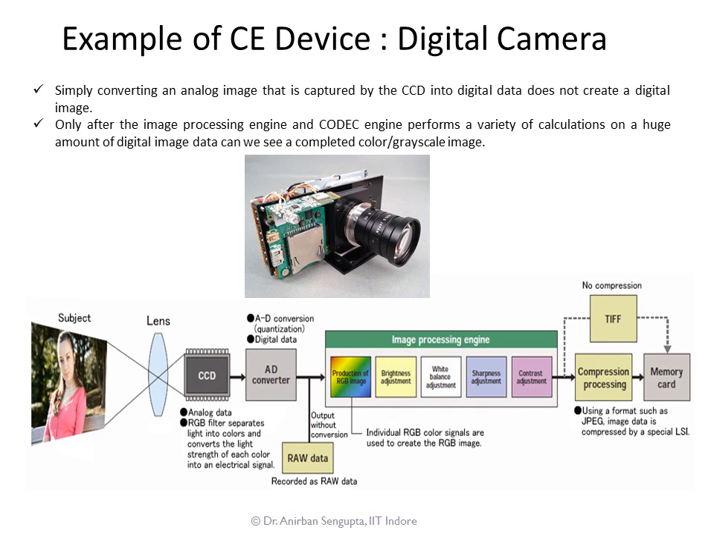Now this compression engine is usually JPEG, which is a compressed format that we know of, and this could be an example of a DSP core.